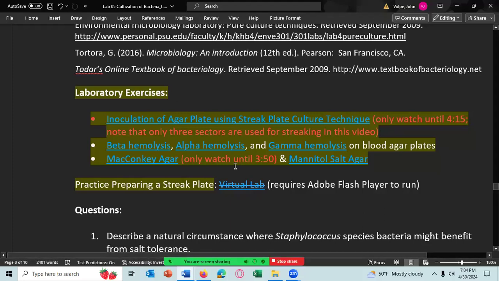And then watch a little video on beta hemolysis, another video on alpha hemolysis, and a third video on alpha hemolysis. This is hemolysis on a blood agar plate. And then we have a little video on MacConkey's agar. You only need to watch this video up until 3 minutes and 50 seconds. And then a little video on mannitol salt agar. We no longer have the virtual lab on preparing a streak plate.